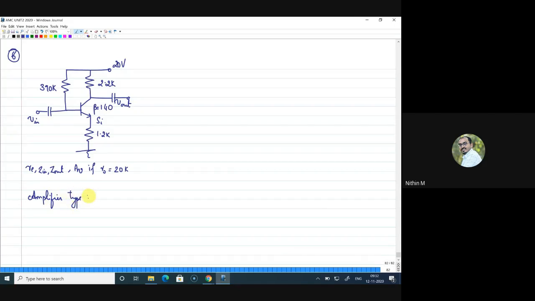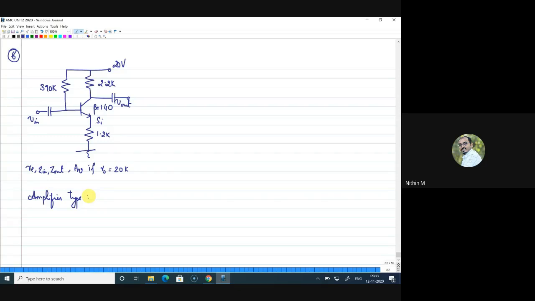Nitin? Hello? Is it C? How will you identify whether it is C or not? How will you identify that? The source is at ground, no sir. Source is not at ground. There is no source terminal here. This is emitter terminal. Oh, sorry. And to the emitter terminal, you have a resistance connected. So which amplifier type is this?